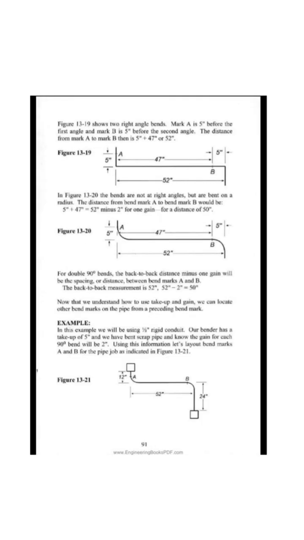Figure 13-19 shows two right angle bends. Mark A is 5 inches before the first angle and mark B is 5 inches before the second angle. The distance from mark A to mark B then is 5 inches plus 47, or 52.